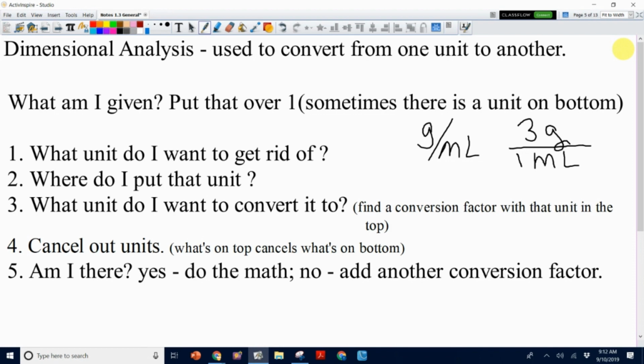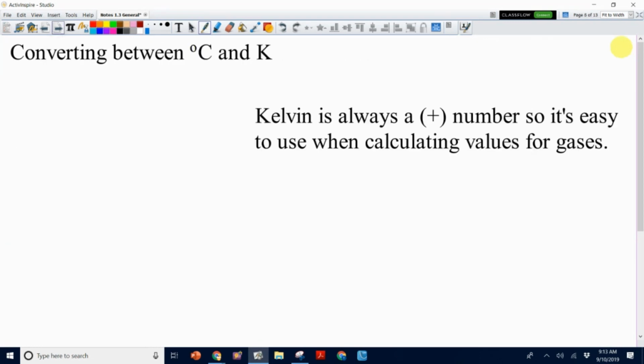Okay, so look for units that you can cancel out. Then you're going to ask yourself the question, am I there yet? Do you have the unit in the top that you want for your answer? If the answer is yes, then do the math. If the answer is no, then you need to put in another conversion factor. So these are going to make more sense once we get into doing conversion factor examples in just a second. But the first thing I want to talk to you about before I do that is converting between temperature scales.